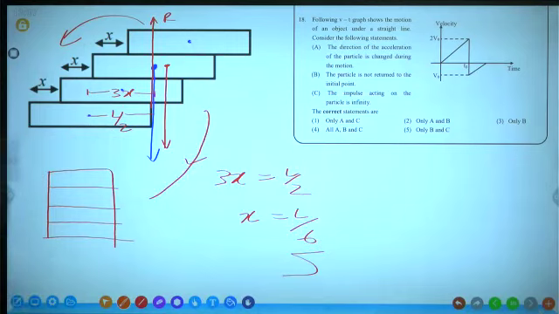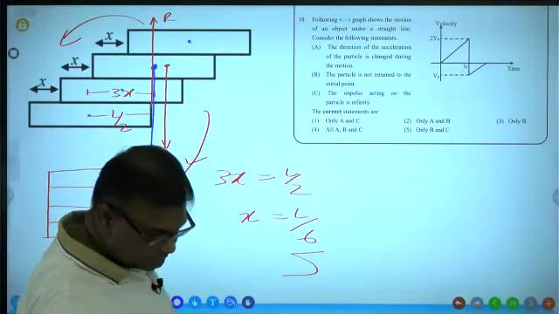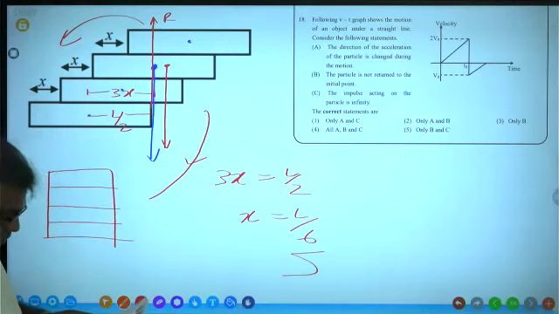Can you note down this one? The correct answer is L/6. Number 18. Okay, taking number 18.